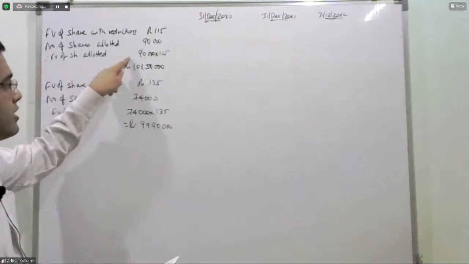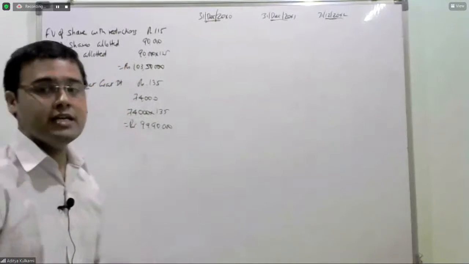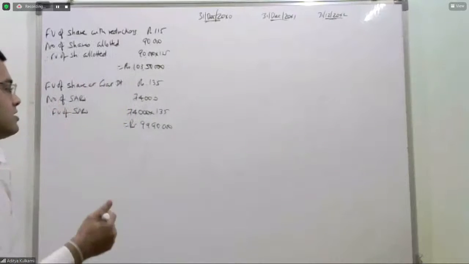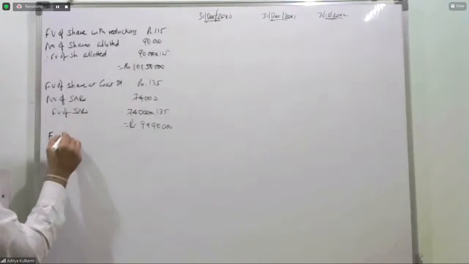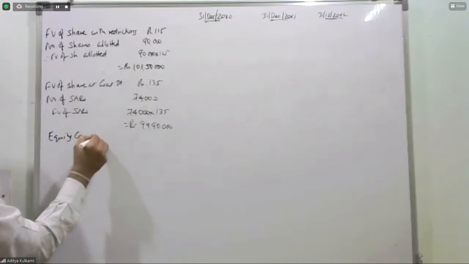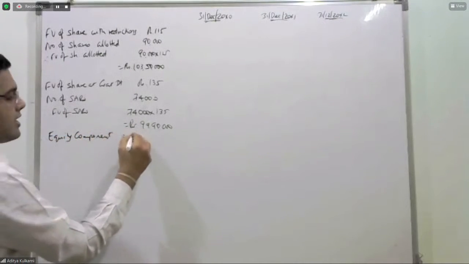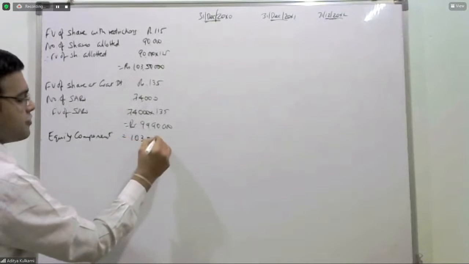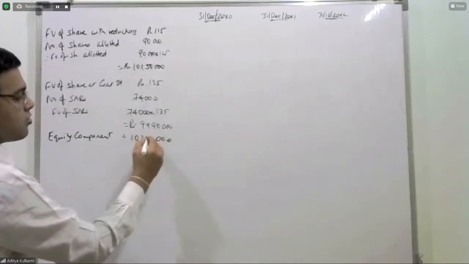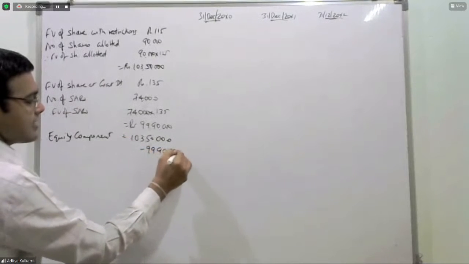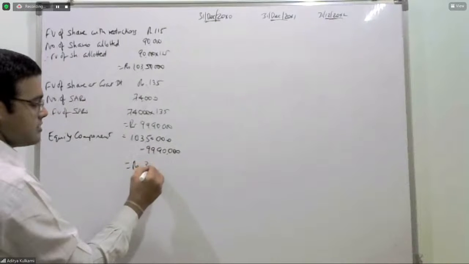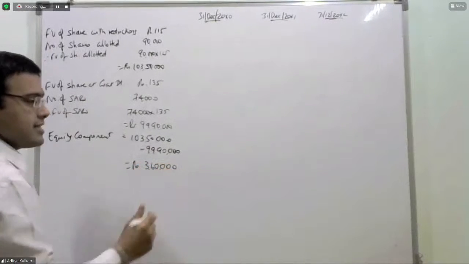The difference between 1 crore 3 lakh 50 and 99 lakh 90,000 will be treated as an equity component. Therefore, equity component is equal to 1 crore 3 lakh 50,000 minus 99 lakh 90,000. So this is equal to 3 lakh 60,000.